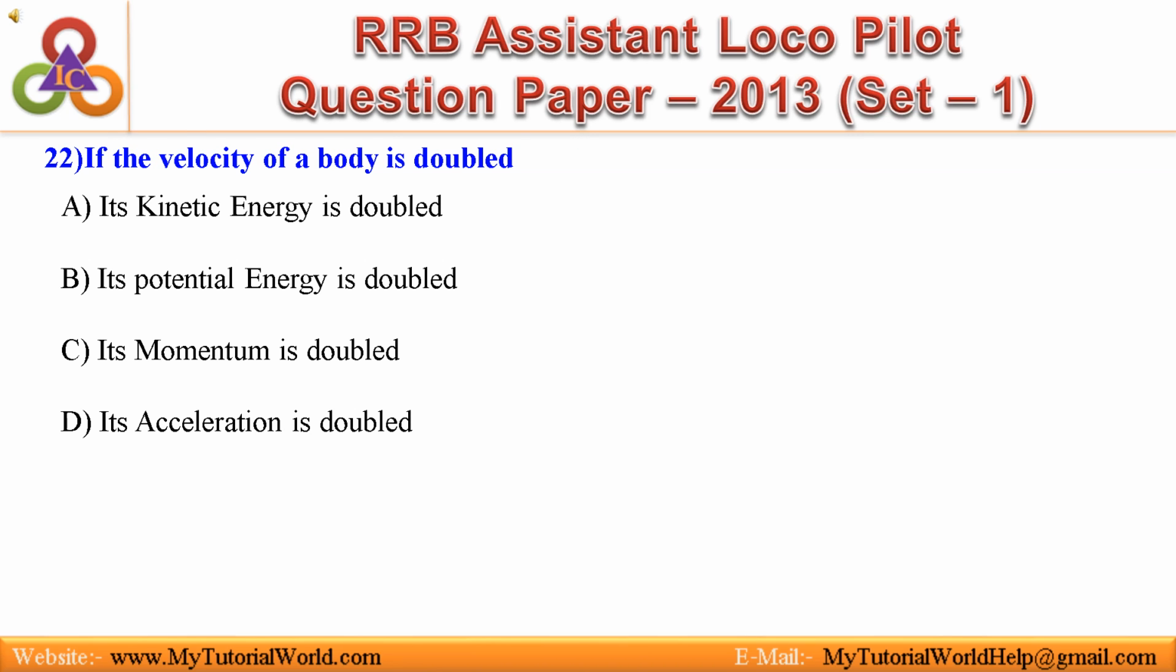22. If the velocity of a body is doubled, A. Its kinetic energy is doubled. B. Its potential energy is doubled. C. Its momentum is doubled. D. Its acceleration is doubled. Answer is, its momentum is doubled.